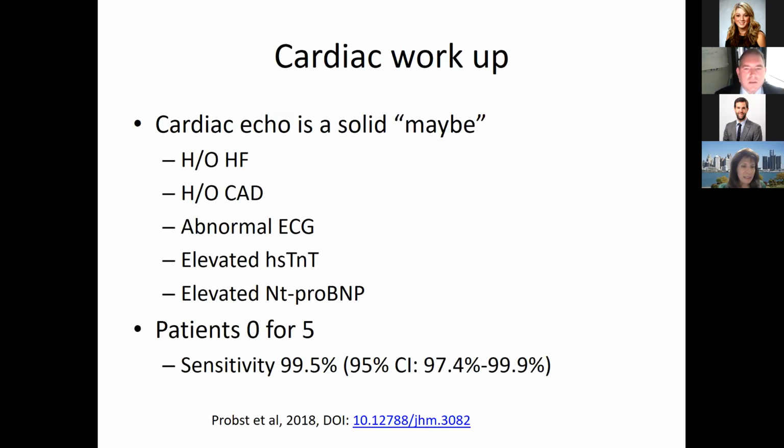That being said, so cardiac echo, maybe. If the patient does not have a history of heart failure, doesn't have a history of coronary artery disease, normal EKG, normal troponin, normal B-type natriuretic peptide, if you were 0 for 5, you had no value whatsoever to the cardiac echo per Probst's work.